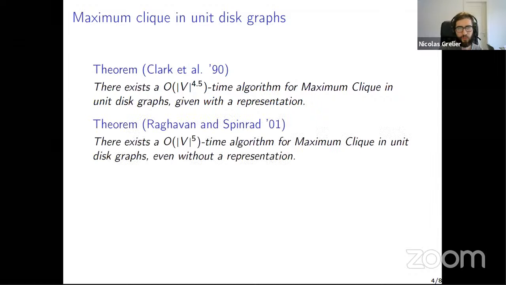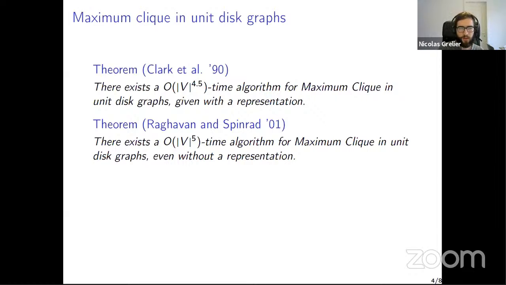In particular, this was extended 10 years later by Raghavan and Spinrad, who found a polynomial time algorithm again, this time one that works even without a representation. So now the input is only an abstract graph, and the output is either a maximum clique or a certificate that your graph is not a unit disk graph.